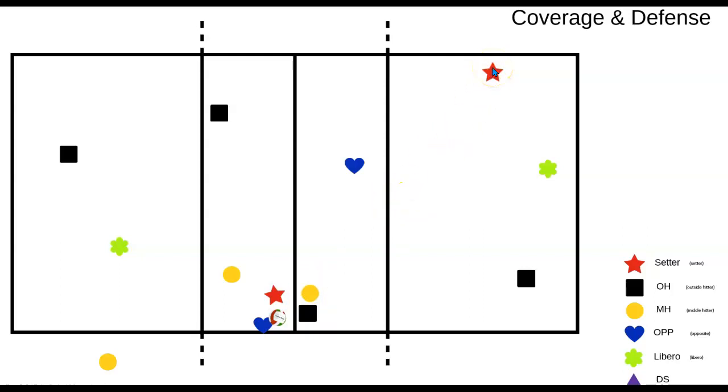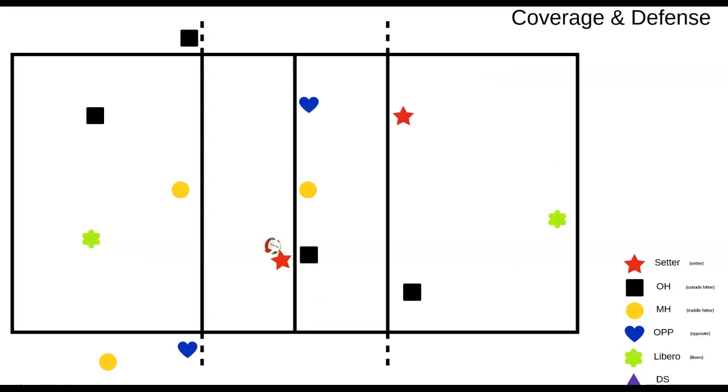This is where most of those go. Same as all of our other defense. If they read the hitter as being someone who's tipping, our left side player is immediately going to drop back, not jump to block, and our middle is going to solo block that or try to block that tip.